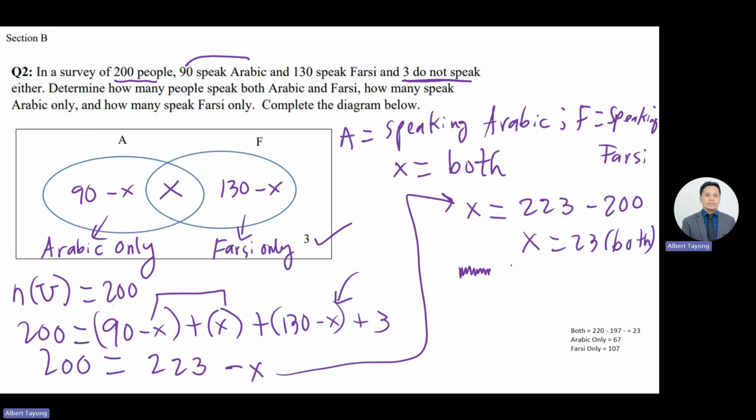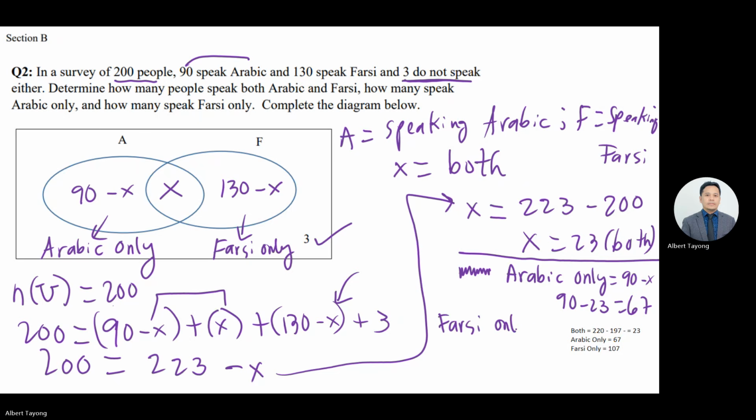Okay, so let's have our Arabic only. Arabic only is 90 minus x. So 90 minus 23 equals 67. For Farsi only, that's 130 minus x. 130 minus 23 equals 107. So the number of people who speak both, 23.